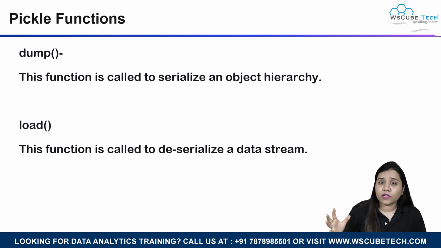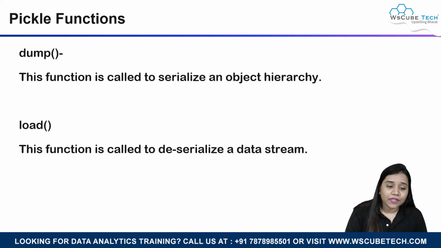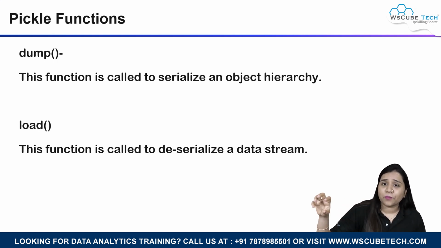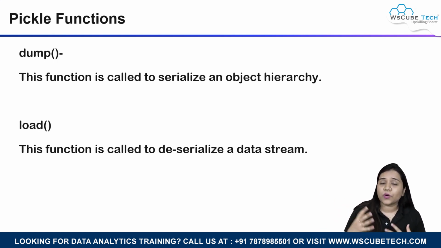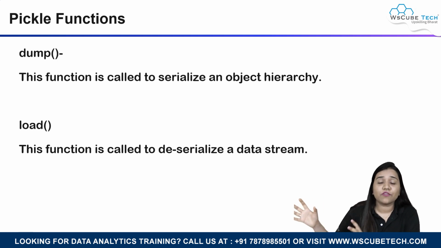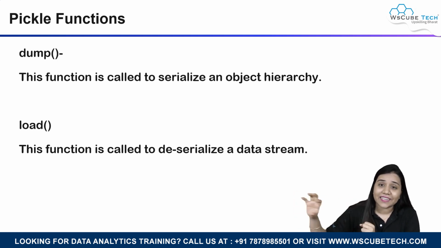There are two major functions that you will be using with the Pickle library: dump and load. The dump function allows us to serialize the data. Suppose we have a dictionary data type. What it will do is add that dictionary, whatever dictionary we have given, into a file in the form of binary, but in a serialized way.